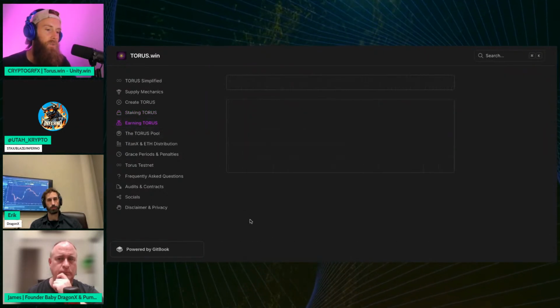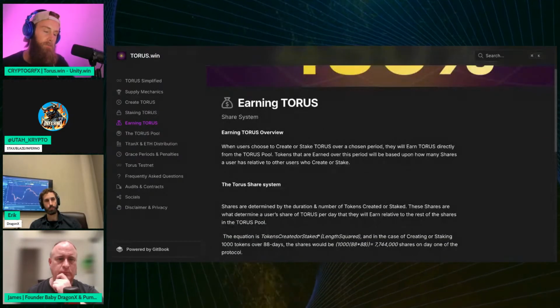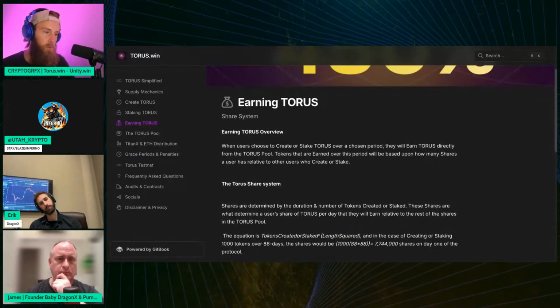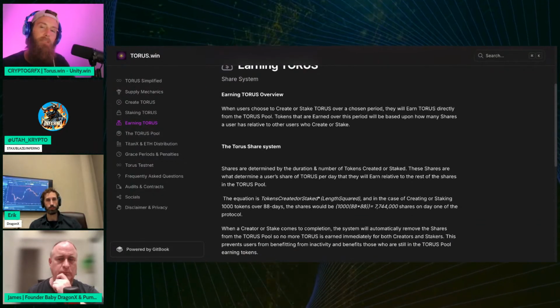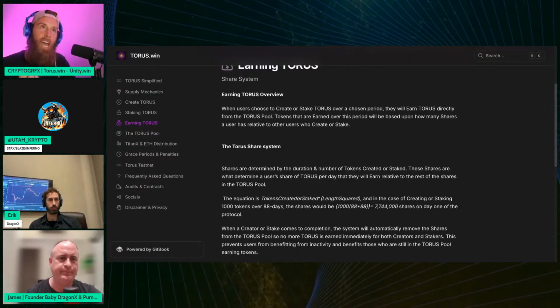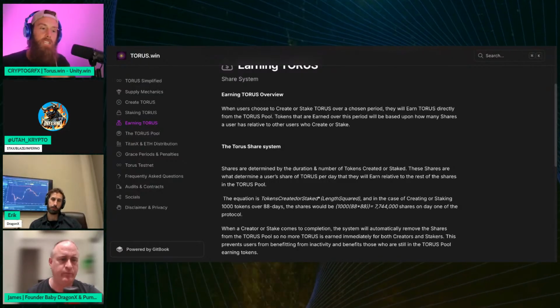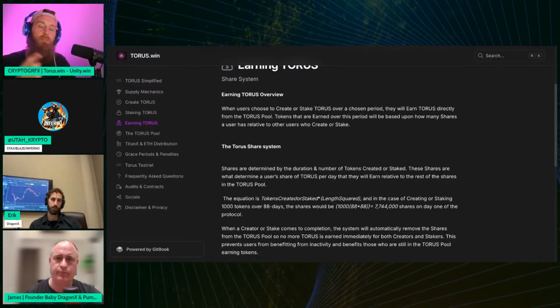Now, earning Torus. This is honestly the crux of the whole system, the share system and the Torus pool, which we're going to get into shortly. But the share system is like borrowing from what we've seen in TitanX, what we've seen in Hex. And this is what actually allows the system to look at stakers and creators to then pay them based on who has the most shares.